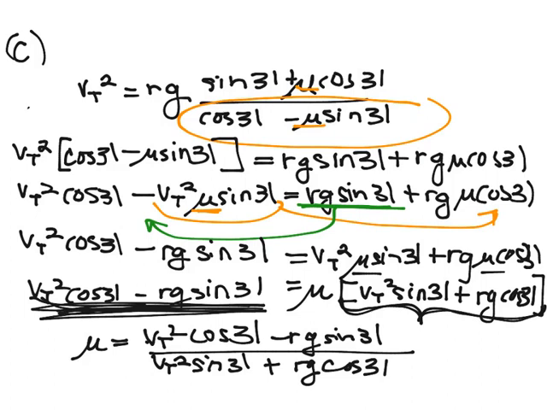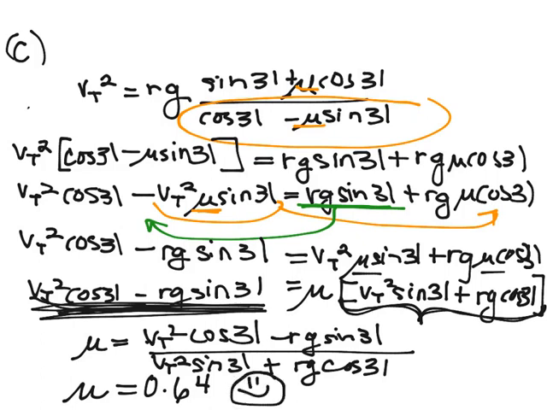Our very, very last step is to plug in our numbers. And when we do that, I'm not going to write all the numbers out, we end up with 0.64. And that is a reasonable coefficient of friction for rubber if you think back to the shoe lab. So that's how you know that you have a reasonable number.